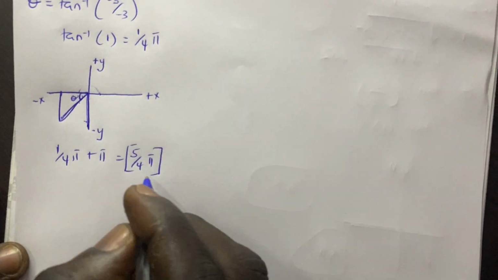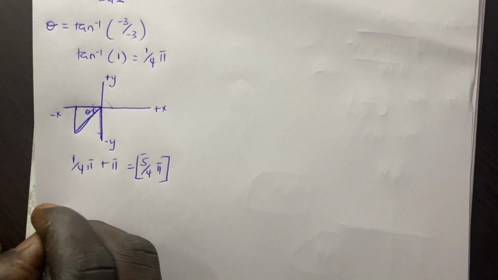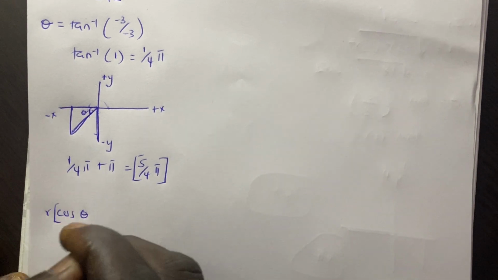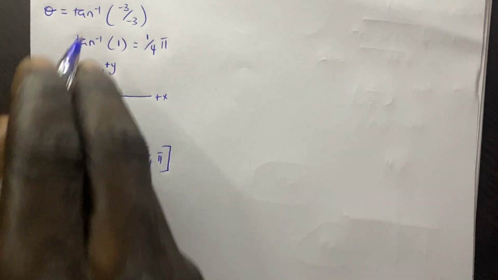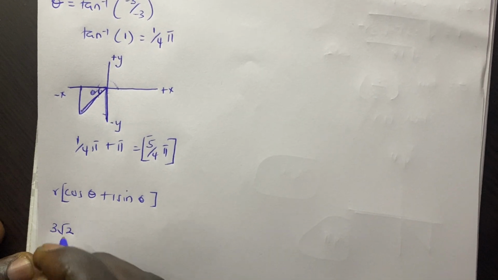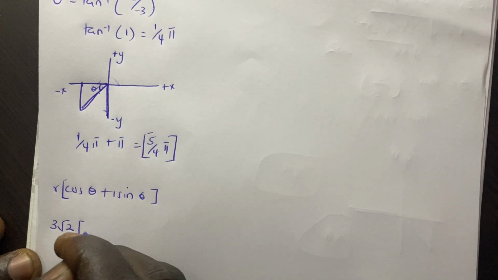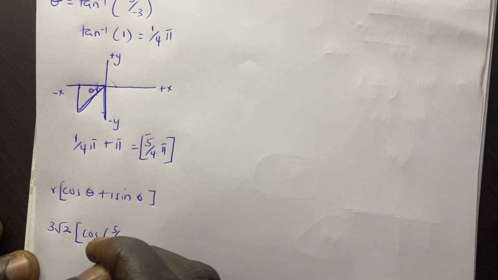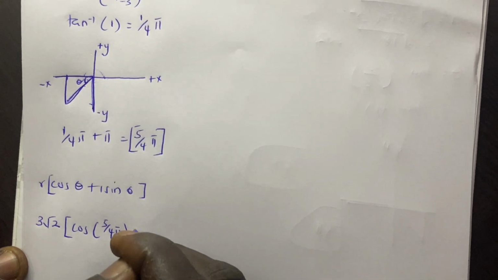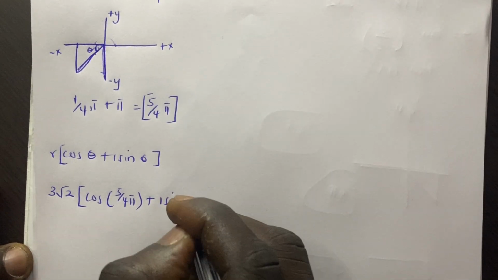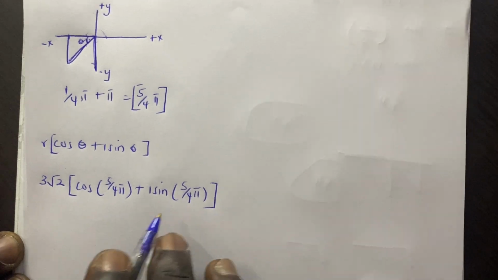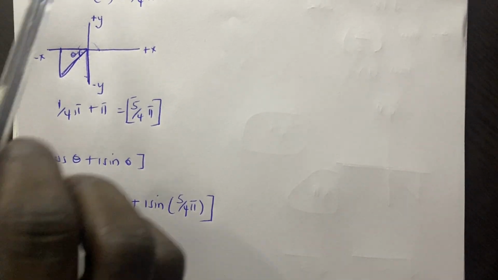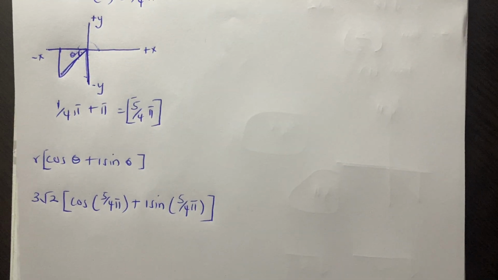When you have this, straight away we can insert it into our formula, and then we get r cos theta plus i sine theta, which is going to give us r, which is 3 root 2, times cos of 5 over 4 pi plus i sine 5 over 4 pi. And this is going to be our polar form of this rectangular complex number.